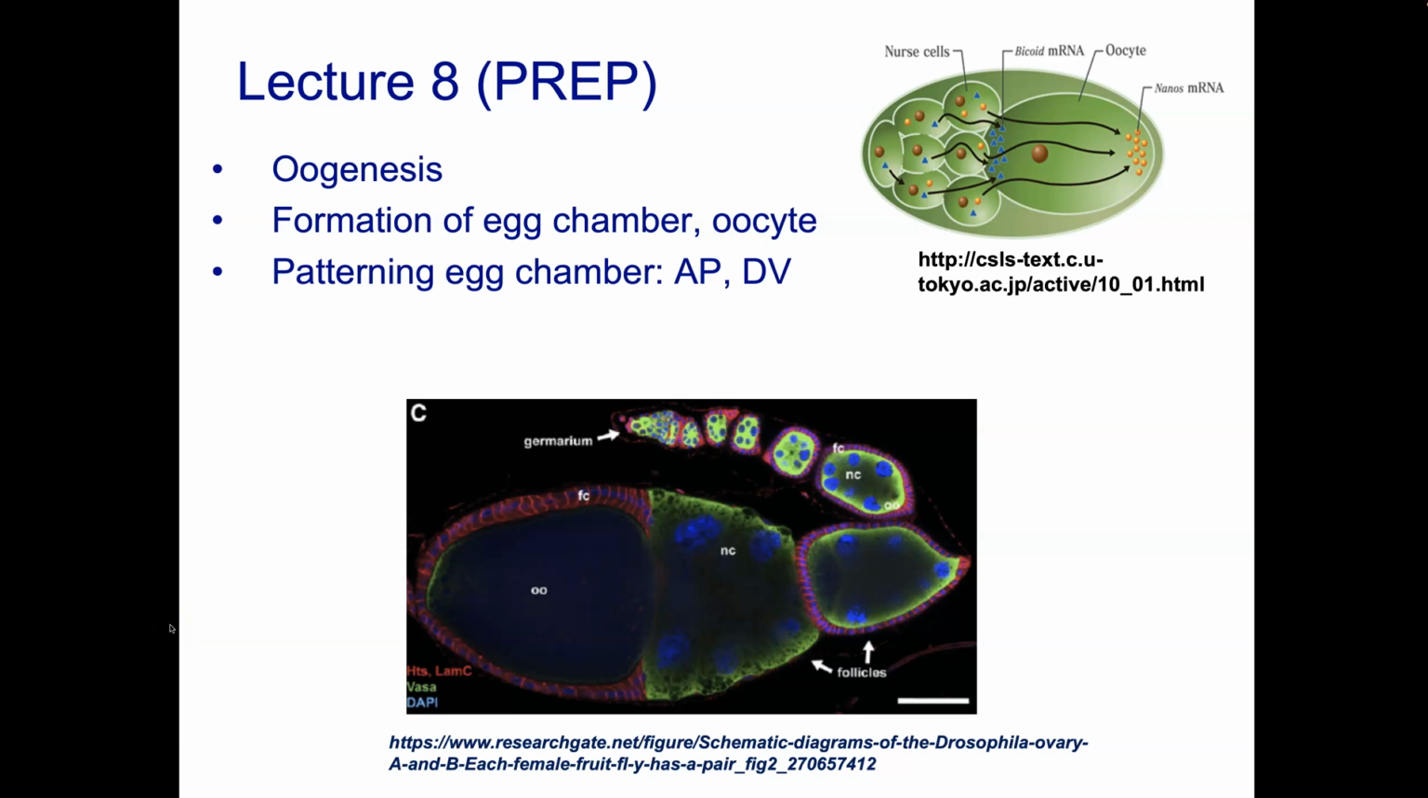This is preparation for lecture 8, and here we're going to be looking at earlier stages of development. We're going to actually look at the process of oogenesis, so how the egg is formed and how certain determinants are localized to particular locations within that oocyte.